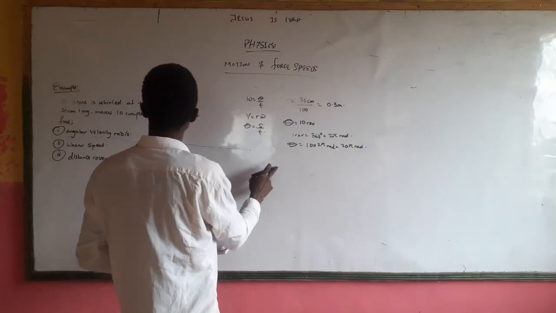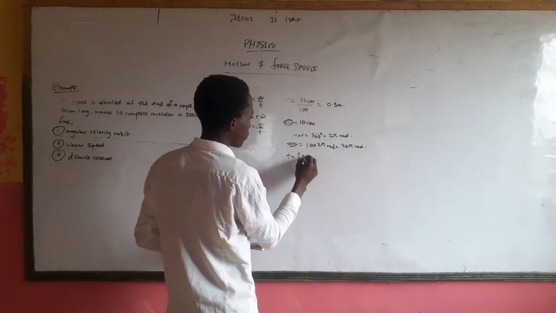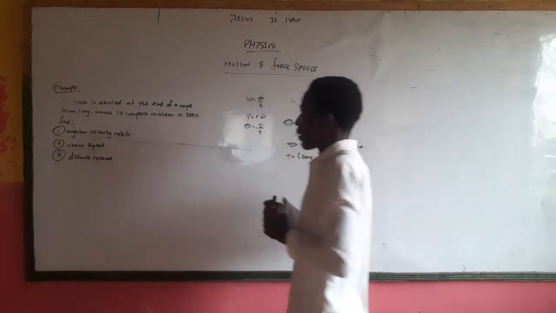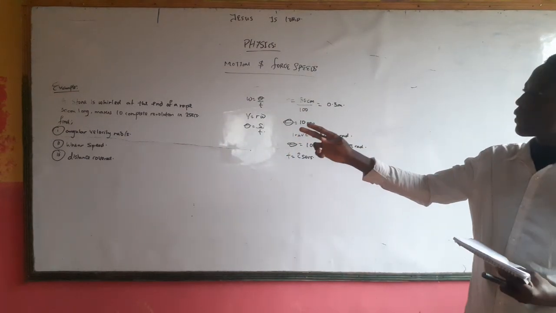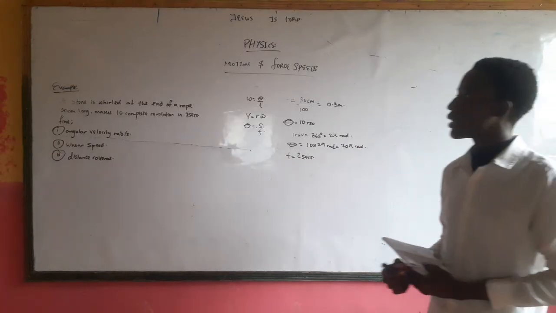Then they give us the time. The time is what? 2 seconds. So what did they ask us to find? They asked us to find the angular velocity in rad per second, linear speed, and distance covered. So here's what we're going to do.